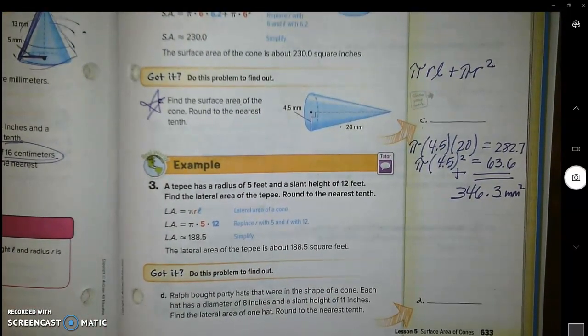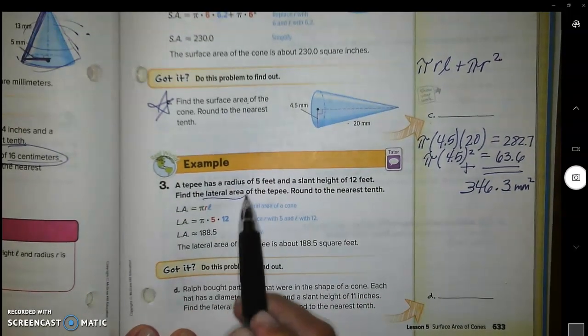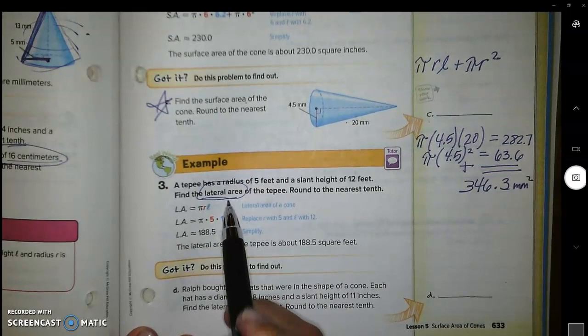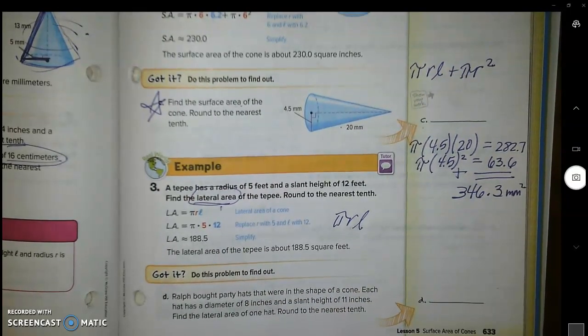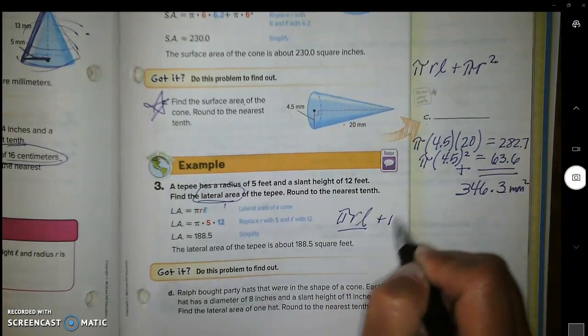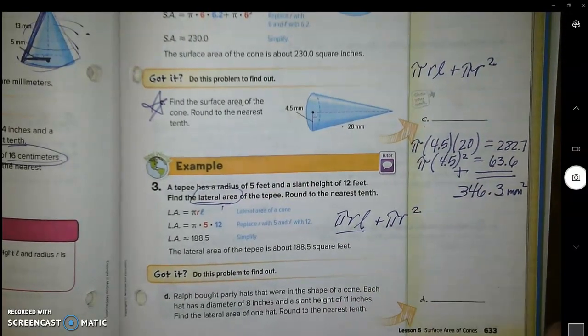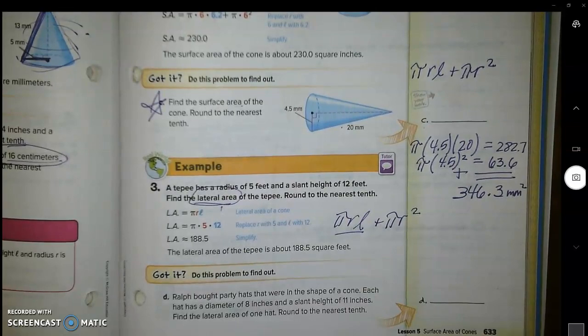All right, take a look at number 5. Number 5 is just another word problem, so you might have to draw the picture for it. You don't have to if you don't want to. You just need to keep in mind, what is it that you're actually finding? Are you finding a lateral area, so you're only doing pi RL, or are you finding a surface area, so you're doing pi RL plus pi R squared? You need to know which one you're actually doing.